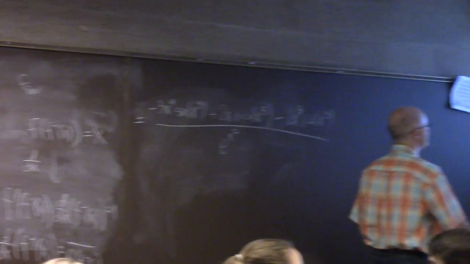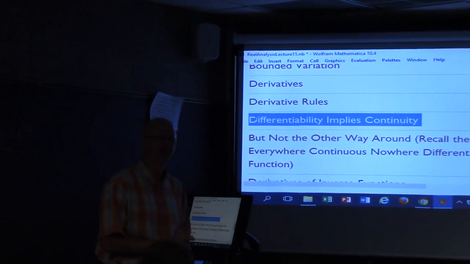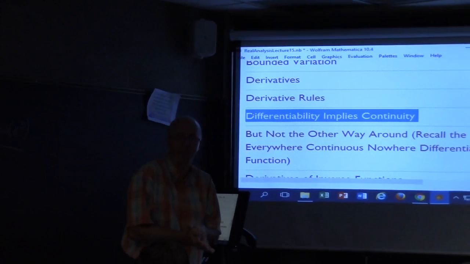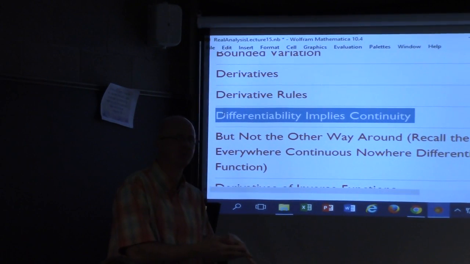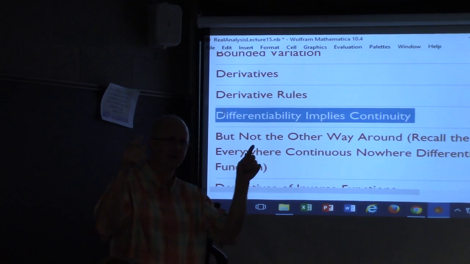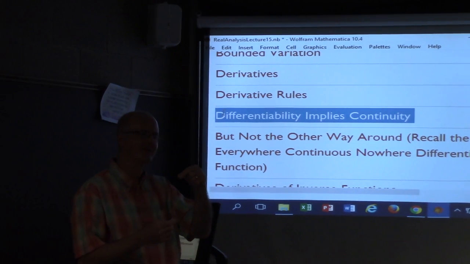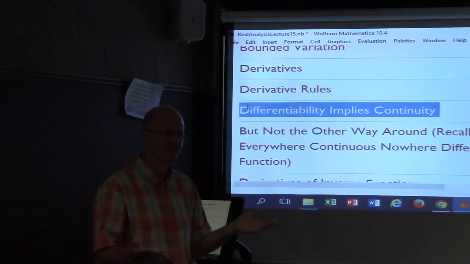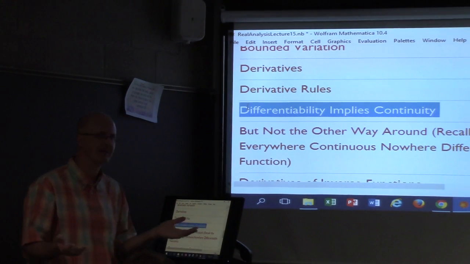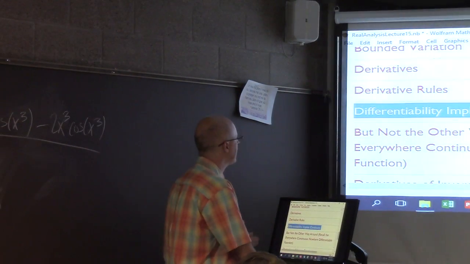Differentiability implies continuity. If the function's differentiable at a point, it's also continuous there. Therefore, by contrapositive, if it's not continuous at a point, it's not differentiable there. So if you've got a break in your graph, if it's not continuous at a spot, it's not differentiable there. Differentiable means the derivative exists.